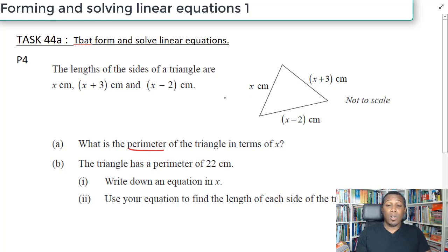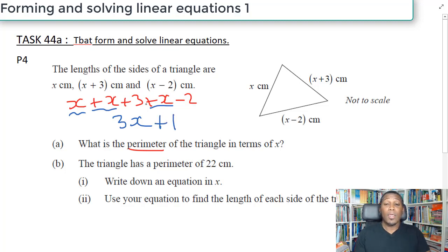The perimeter is the distance all around, so what I need to do is add up all the sides. So I have x plus 3 plus x take away 2. And if we work through that, what do we have? We have x plus x, which gives you 3x, if you decided to simplify it. And then the positive 3 take away 2 is positive 1. Note what I'm saying for A, just to be absolutely clear, if you had x plus 3 plus x take away 2, you would get full marks.